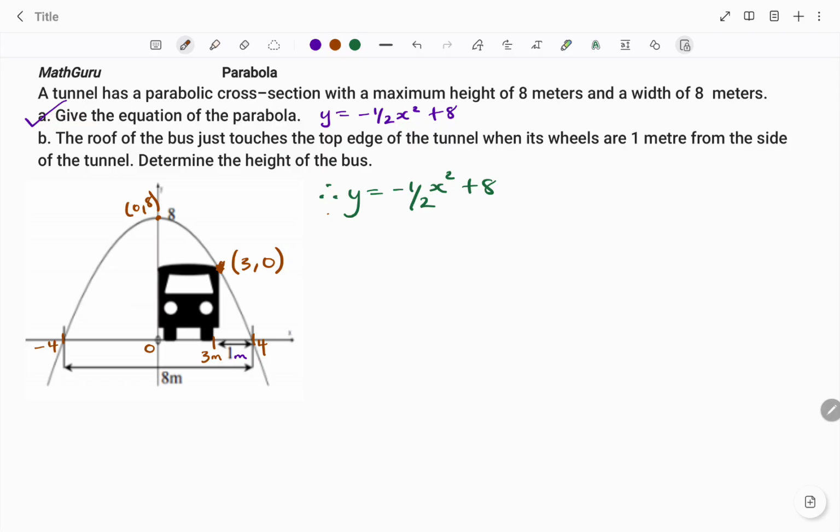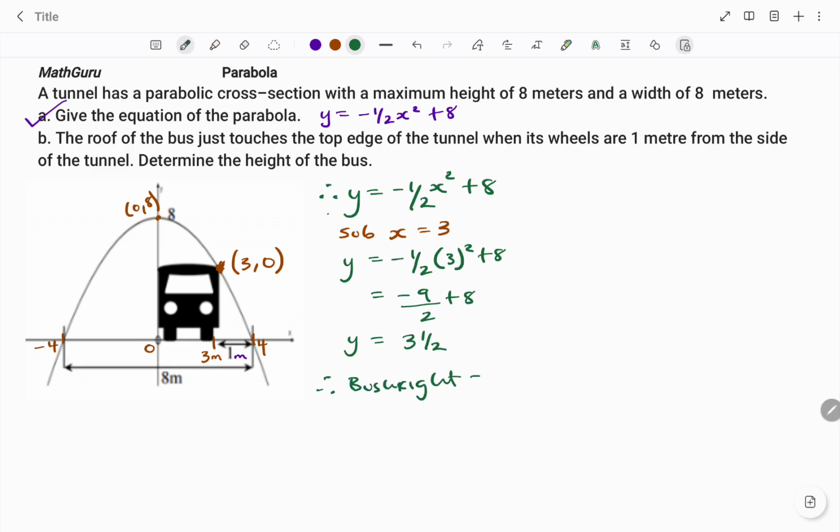So therefore, I'm going to substitute x equals 3. Using the equation of the parabola, I have y equals minus 1 over 2 (3 squared) plus 8. That's going to be minus 9 over 2 plus 8. Therefore, my y will be equal to 3 1/2. So therefore, the bus height will be 3 1/2 meters.